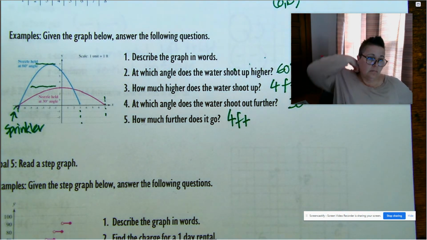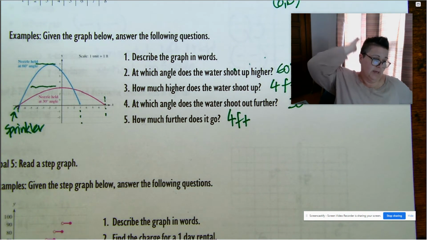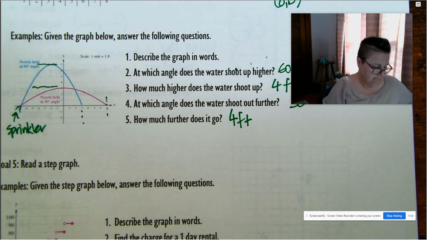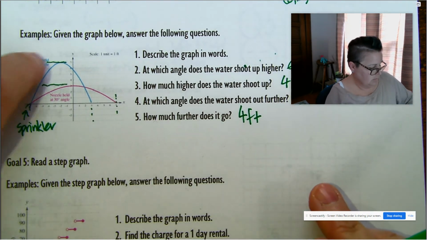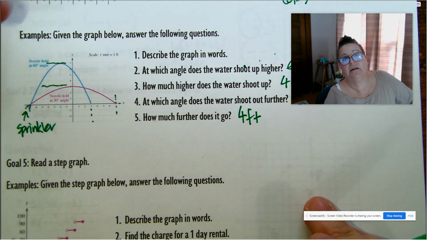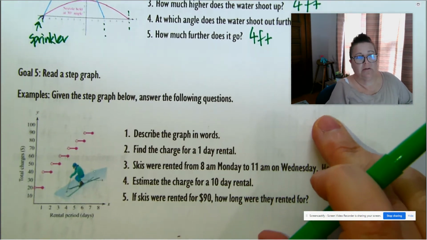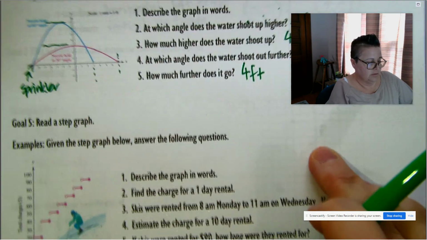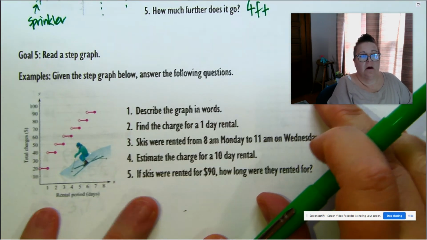Okay. So it's whether or not you need the water to be high or far. Who knows? As a kid, I would have wanted it high, to run underneath the sprinklers. That's the truth. All right.